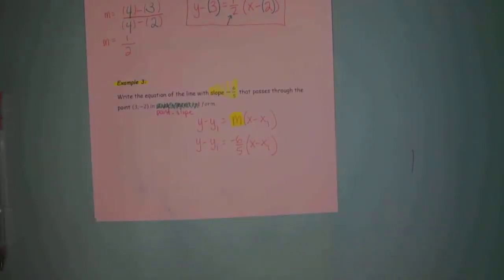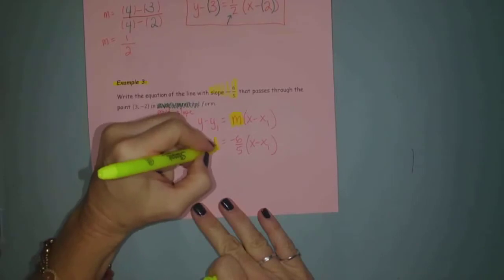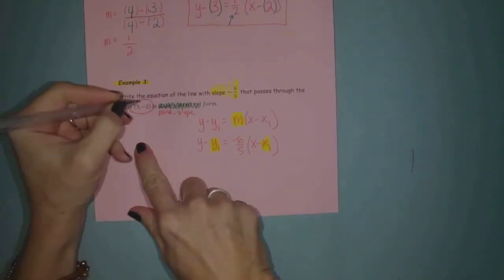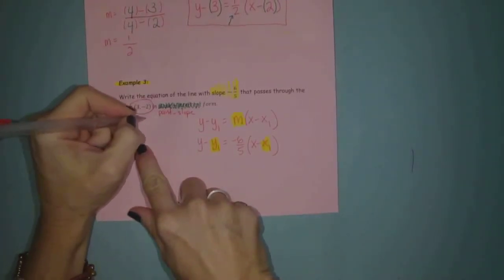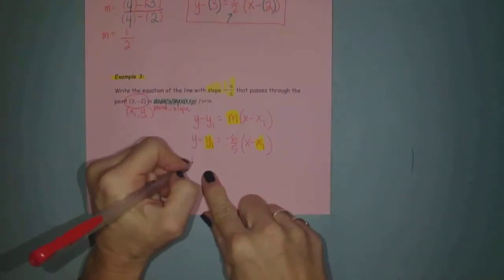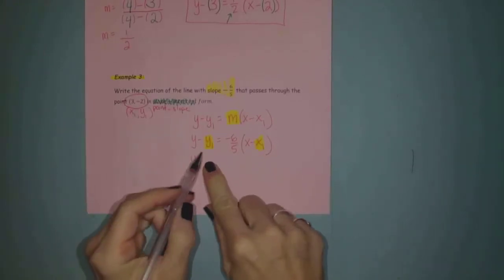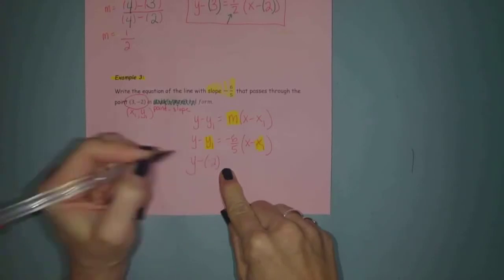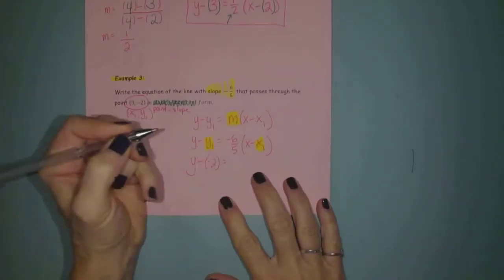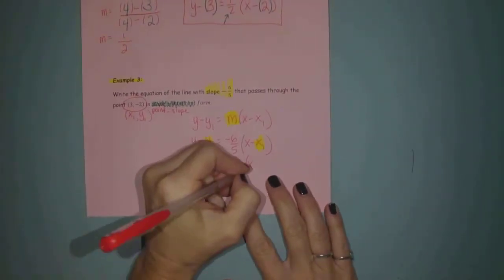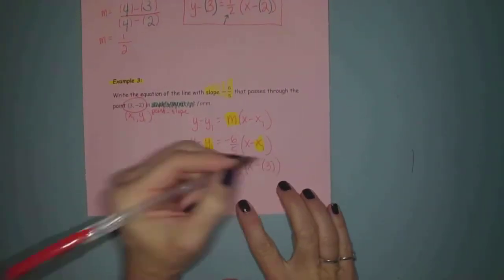Beautiful. Now, I just need to fill in my point, y sub 1 and x sub 1. So let's go to the point right here. 3 will be my x sub 1. Negative 2 will be my y sub 1. And I just roll with it. So here I go. y minus, now I'm plugging in negative 2, so I'm going to encase that in parentheses, equals negative 6/5 times x minus 3.